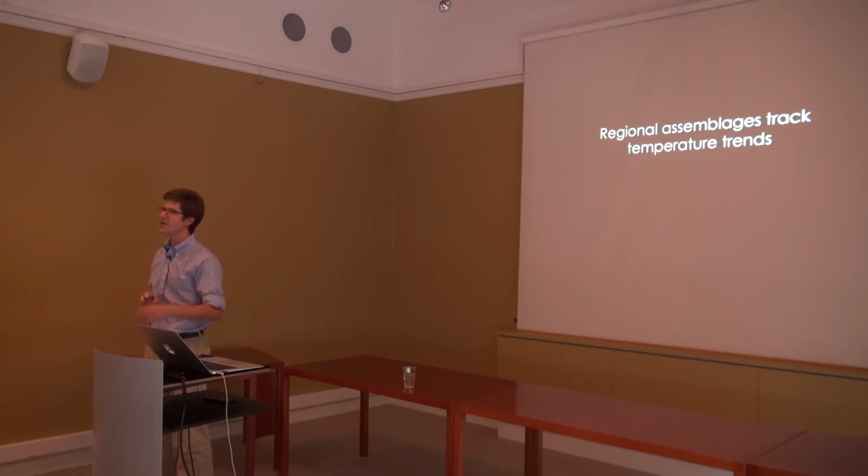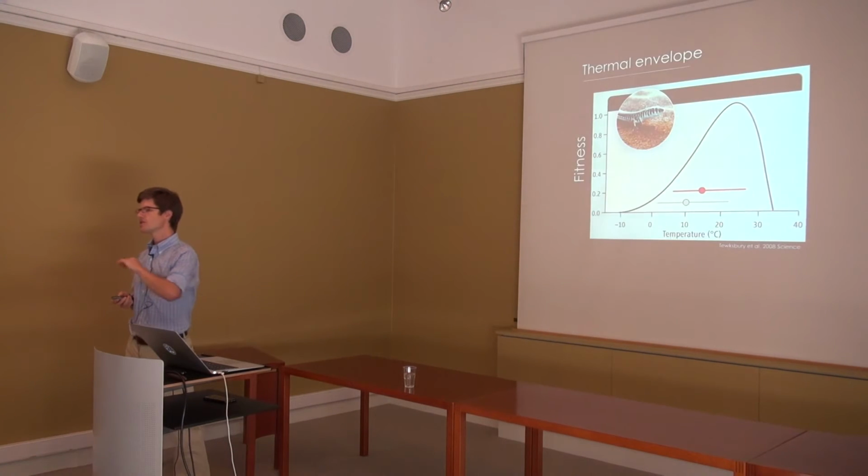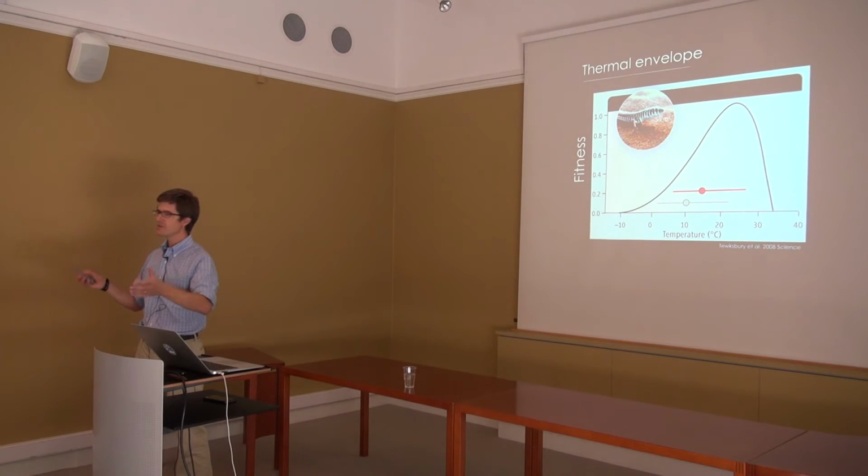But a lot of that variability I showed you is actually what's happening to individual species. And that often seems like the hardest part to get at. So what is happening with these individual taxa? To answer this question, we started looking at what are called thermal envelopes. This is the range of temperatures within which species thrive.